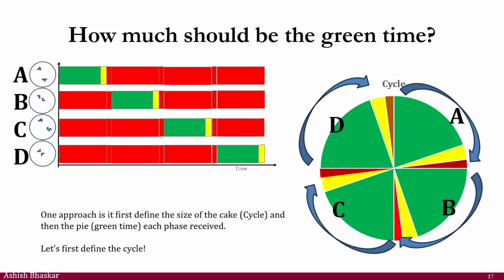So it's all red, green, and so on. Now the next step: I have defined my yellow time. I have defined my red time, which is associated with the specific phase. Okay, I have defined that. So at least I know these yellows and reds.